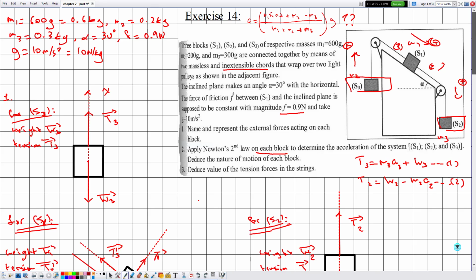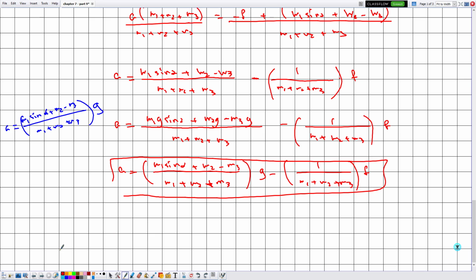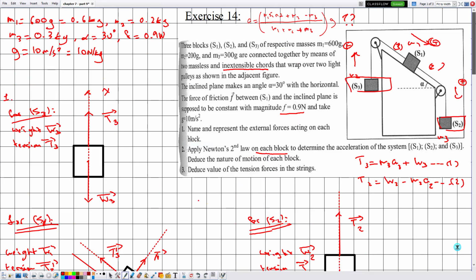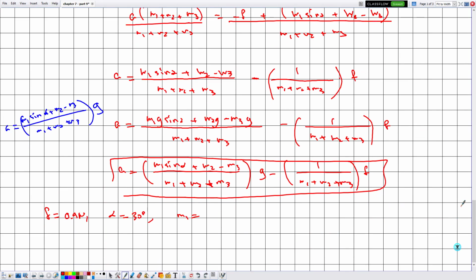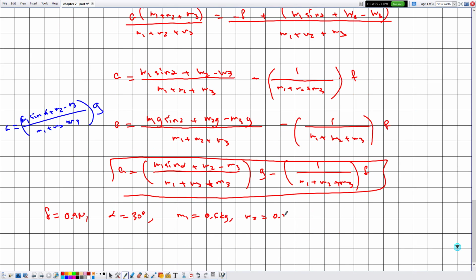Now we need to give a numerical value. So let me say that the value of F is given by 0.9 newtons. The value of alpha is given by 30 degrees. The value of M1 is given by what? 0.6. The value of M2 is equal to 0.2 kilograms. And the value of M3 is given by 0.3 kilograms.